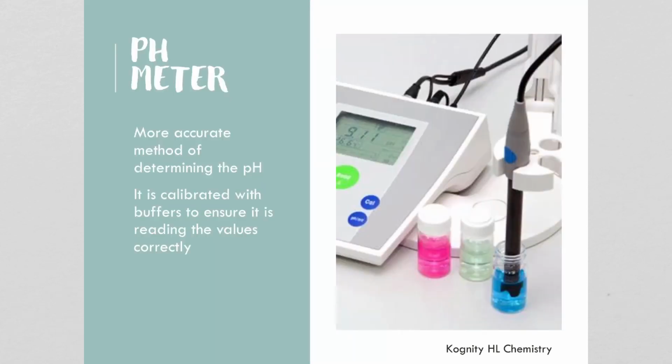Finally, we can use pH meters to determine the pH of a substance. It's a much more accurate method of determining the pH if you have it calibrated properly. So we calibrate our pH meters with buffers of known pH to ensure that the pH meter is reading the values correctly of our solutions. We will use these in some of our acid-base titrations where we'll measure the pH over time as we add our acid to our base or our base to our acid.